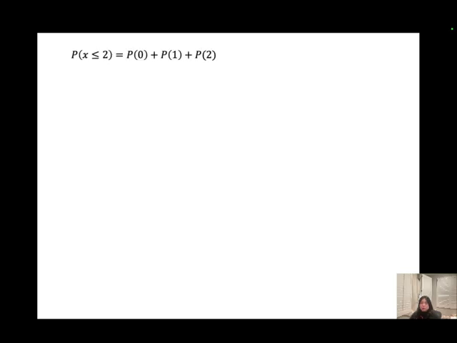So I'm looking for the P of x less than or equal to 2. And x less than or equal to 2 will include P of 0 plus P of 1 plus P of 2. If you guys use the formula, you may need to plug it in one by one. Okay, the combination times the success rate times the failure rate. Okay, so one by one.